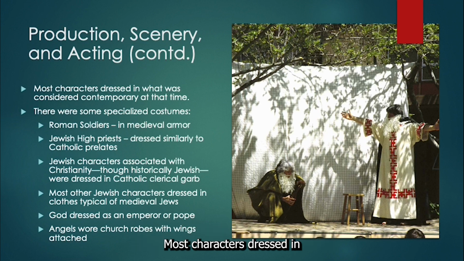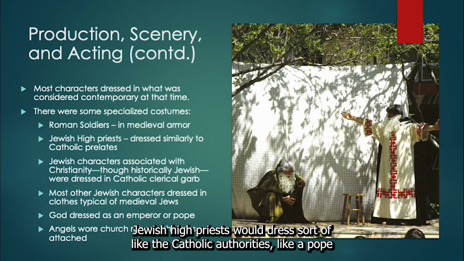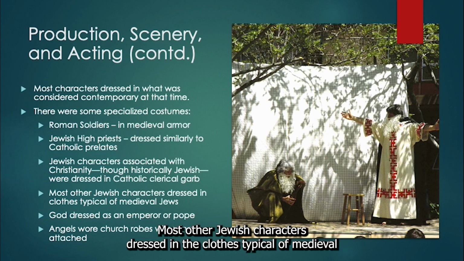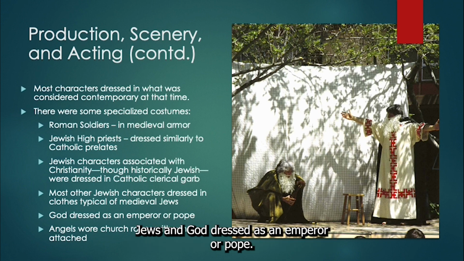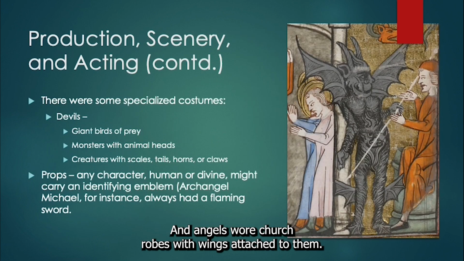Most characters dressed in contemporary clothes, except for specialized costumes. So some of these were Roman soldiers would appear in medieval armor. Jewish high priests would dress sort of like the Catholic authorities, like a pope or a bishop. Jewish characters associated with Christianity, though historically Jewish, were dressed in Catholic clerical garb. Most other Jewish characters dressed in the clothes typical of medieval Jews, and God dressed as an emperor or pope, and angels wore church robes with wings attached to them.